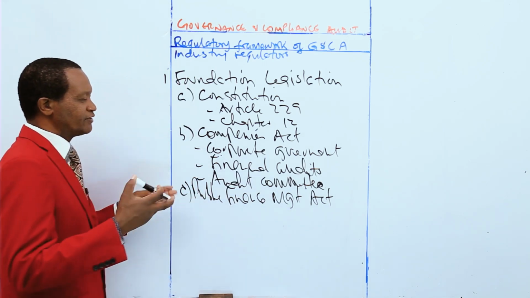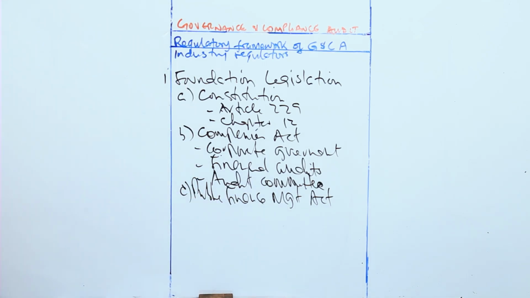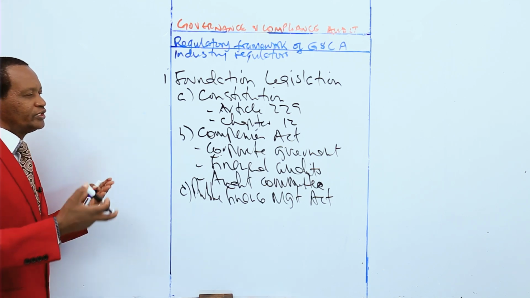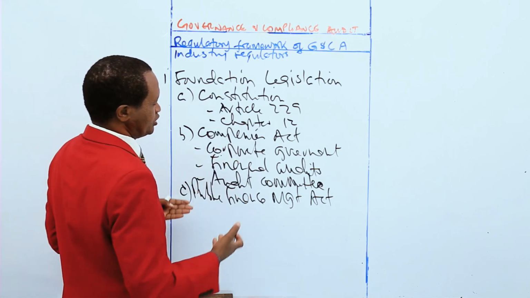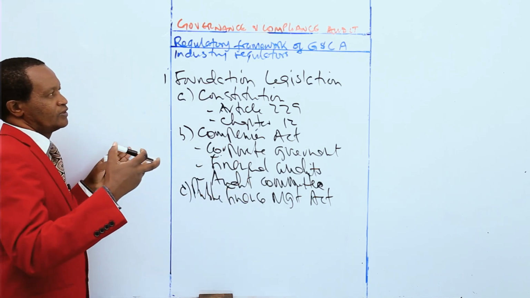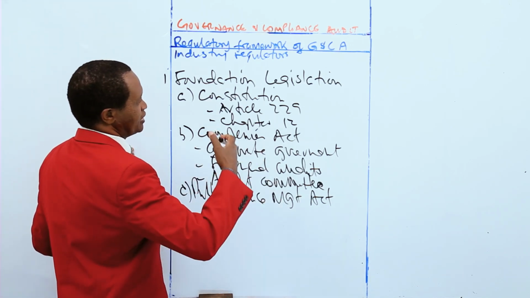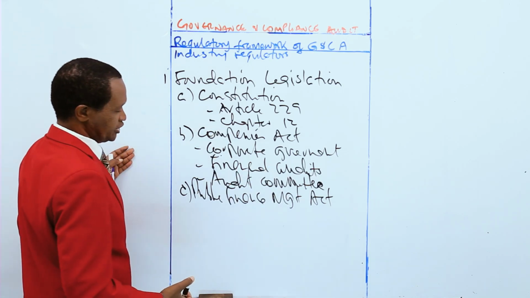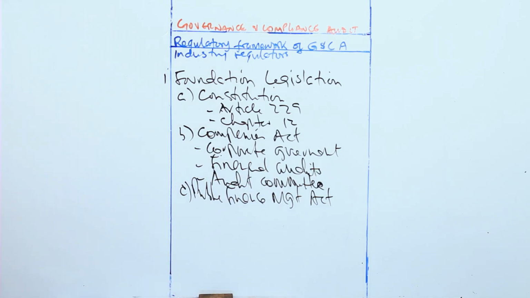So we have the Public Finance Management Act. It acts as the framework for, first of all, managing public finance at both national and county levels. It also sets out responsibilities for financial management, internal controls, and so on. And all these aspects are subject to compliance audits by the Office of the Auditor General.